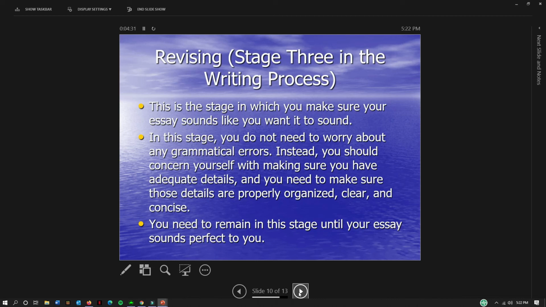Okay, stage 3 is revising. This is where you make sure your essay sounds like you want it to sound. You don't need to worry about grammar yet. Make sure you have enough details. Make sure your argument is clear. Everything's organized correctly. The best thing to do with this is to read your essay out loud. Call somebody or read it to somebody and be like, okay, do you get my point? Do you understand what I'm saying? That's the best way to do that.